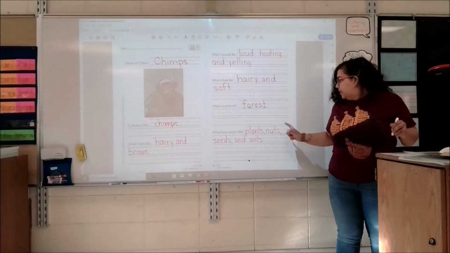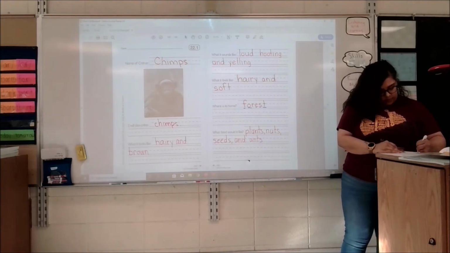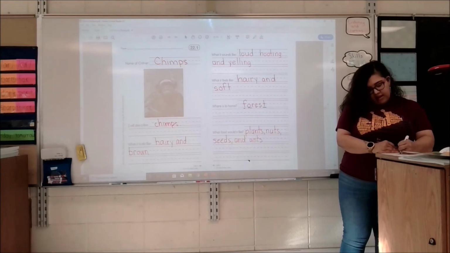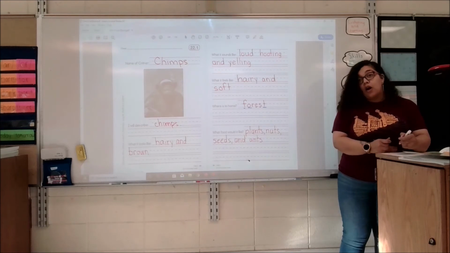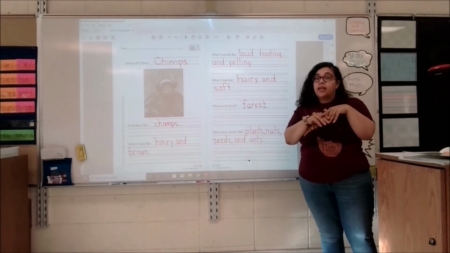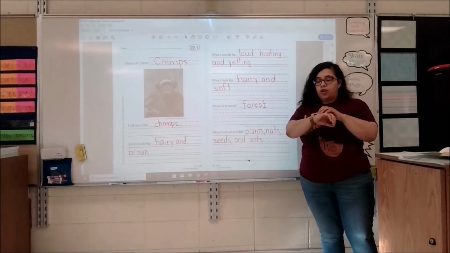Remember, using commas to make a list. Yep. I'm pretty sure ants aren't the only bug they eat, but they're at the zoo. That was what was available and being offered to them because there was an ant hill in the chimp habitat. Habitat means home. Their home.